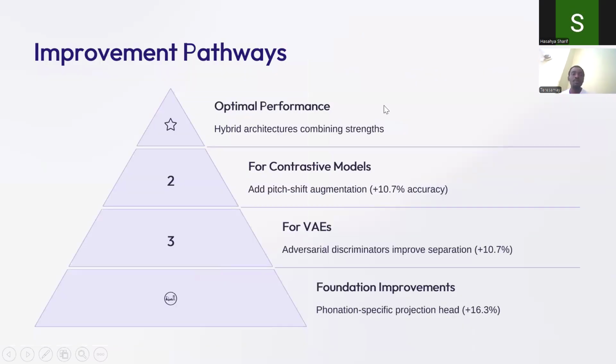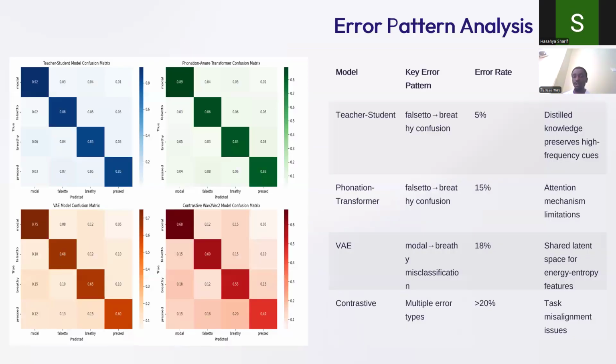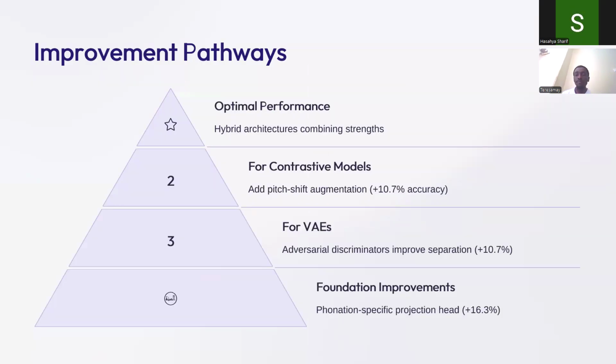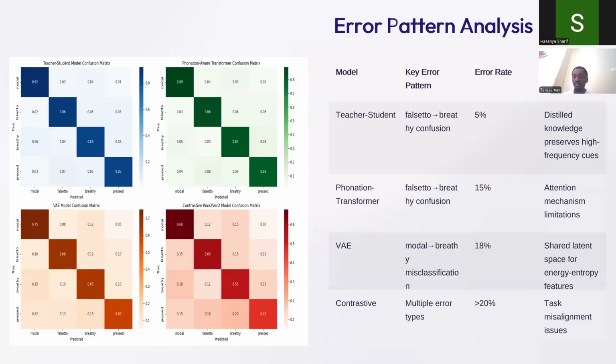So for our improvement pathways, we have optimal performance through hybrid architectures, which will combine all these strengths without relying on one model. Then for contrastive models, we add pitch shift augmentation to increase accuracy. And for the VAEs, adversarial discriminators to improve the separations, and a foundation-specific projection head for the foundation model improvements. As you can see, all these are aimed at amending these key error patterns.